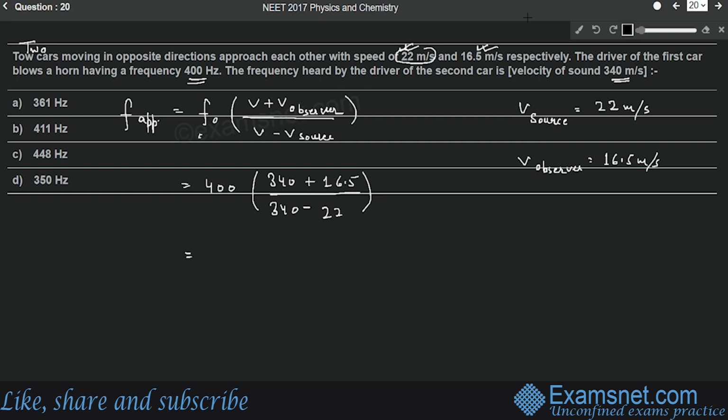So on solving this, you'll get 448 Hz. So this is the apparent frequency. Therefore, this frequency will be heard by the driver of the second car. Therefore, which option will be the correct one? Option C will be the correct answer.